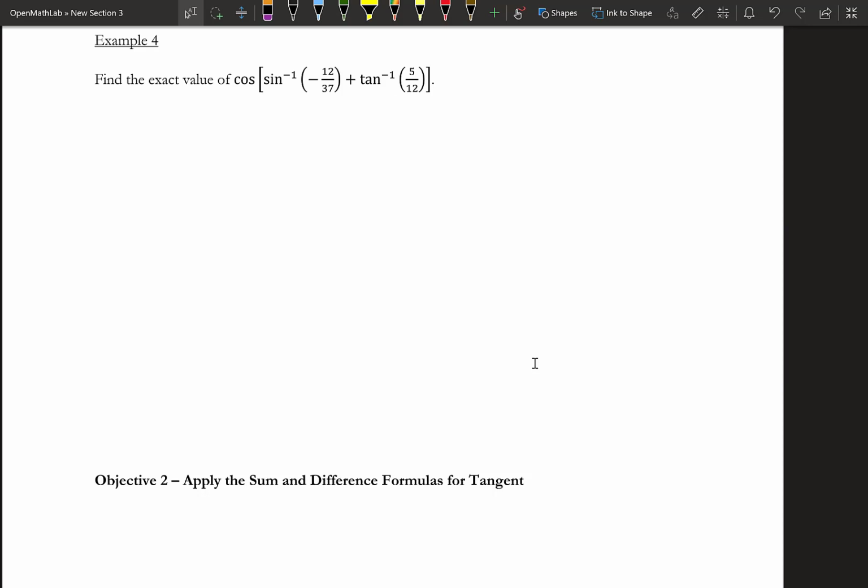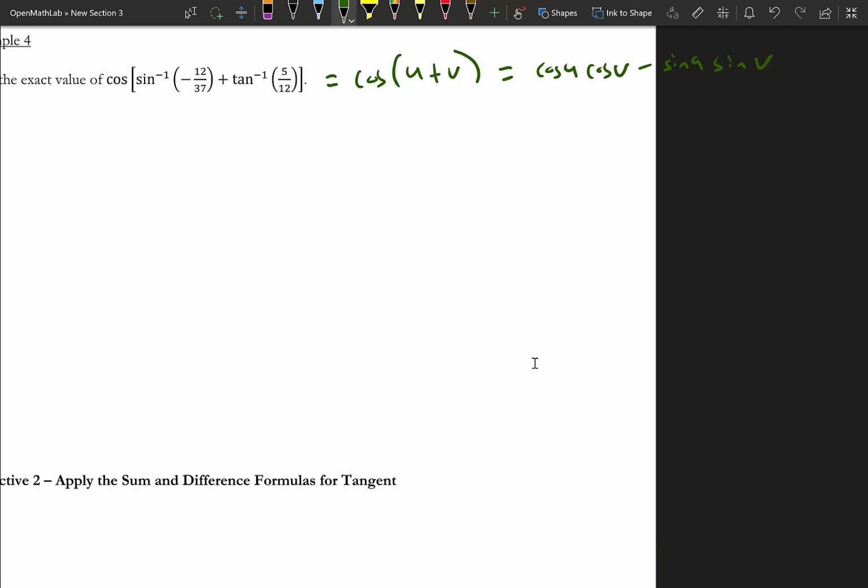All right, so what we have now is we want to find the exact value of cosine of inverse sine of negative 12/37 plus inverse tangent of 5/12, right? With this, what I would be thinking about is that this is equal to cosine of u plus v, and cosine of u plus v is equal to cosine of u times cosine of v minus sine u times sine v. Right, so just keeping that in mind.